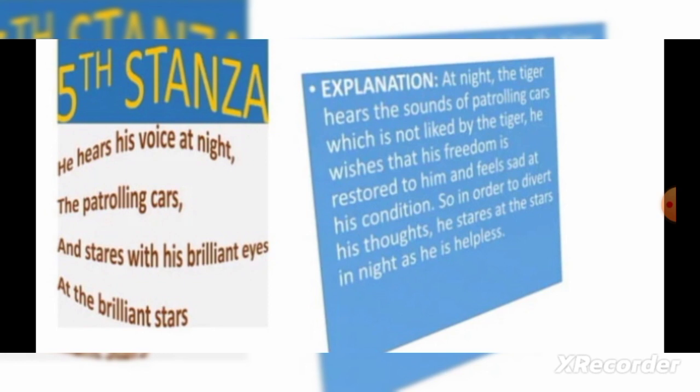Okay, let's see the fifth stanza. He hears his voice at night, the patrolling cars, and stares with his brilliant eyes at the brilliant stars. Here at night, the tiger hears the sounds of patrolling cars, which is not liked by the tiger. He wishes that his freedom is restored to him and feels sad at his condition. So, in order to divert his thoughts, he stares at the stars in the night as he is helpless.